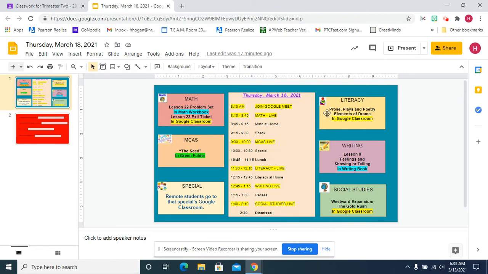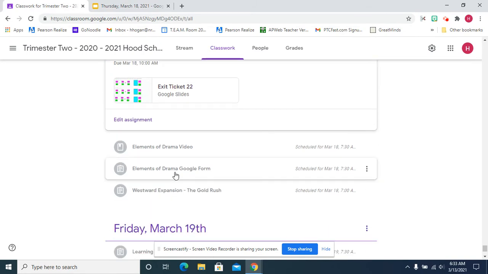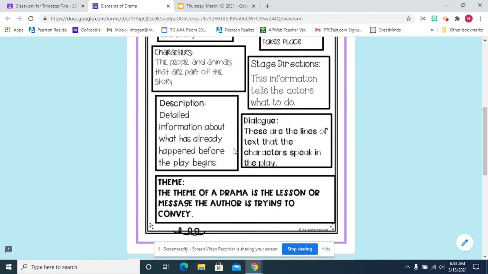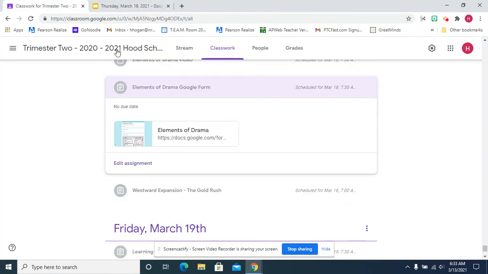And for literacy, we are going to focus on drama today. And again, you're going to have a Google form for that. And it's going to teach you about drama and then ask you some questions. So you're going to complete that Google form.